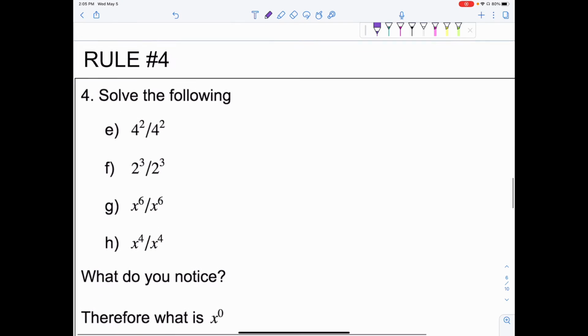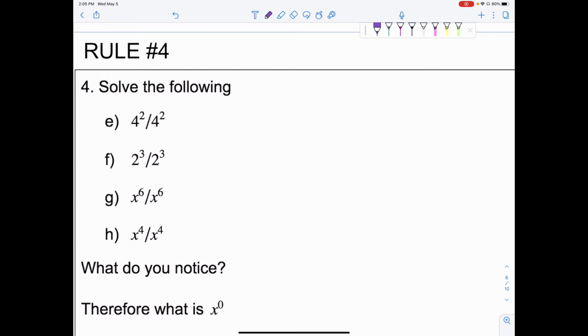And for rule 4, we looked at problems similar to last class. Right? So if I have 4 squared divided by 4 squared. Last class we talked about dividing the same base. If we were dividing the same base, we would keep our base the same, and we would subtract our exponents. In this case, 2 minus 2 would give us 0. Same thing for h. When we have x to the 4th divided by x to the 4th, we're dividing the same base. We're going to keep our base the same. We're going to subtract our exponents. 4 minus 4 is 0.